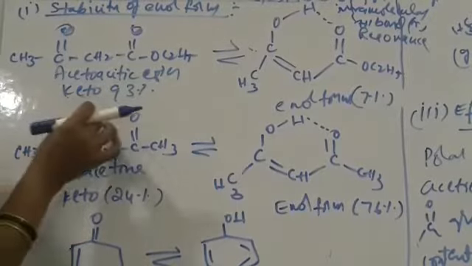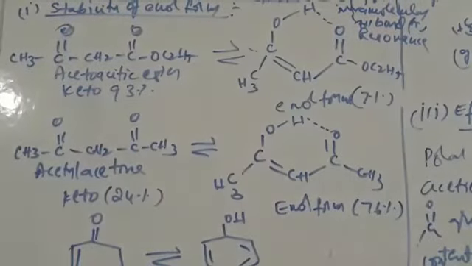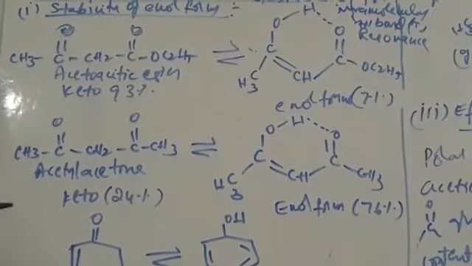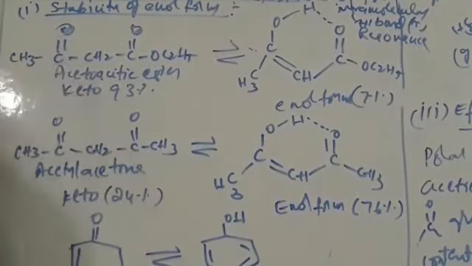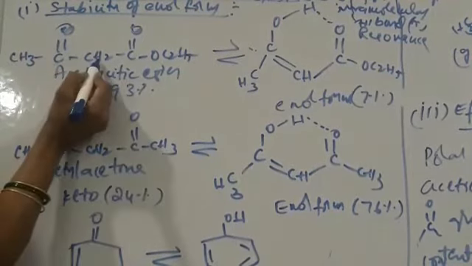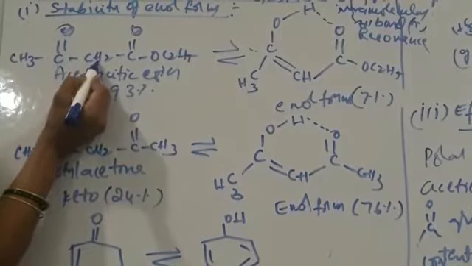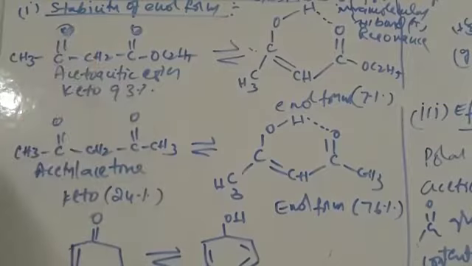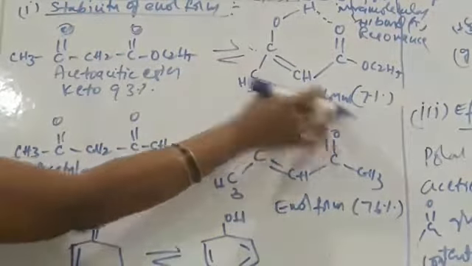So it is in equilibrium with the enol form. The formation of enol form takes place due to the migration of hydrogen in the manner of 1,3 migration. 1, 2, 3. Hydrogen from this polyvalent atom migrates towards this polyvalent atom, oxygen, and we will get the enol form.